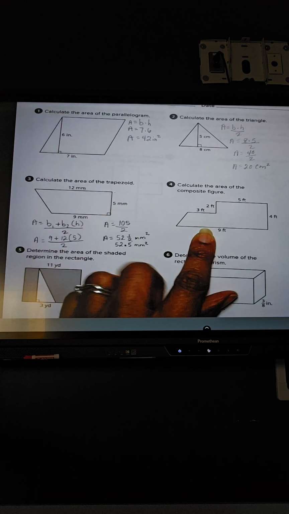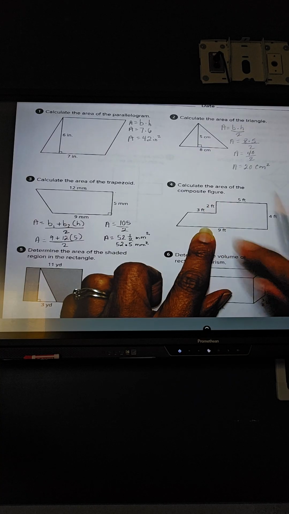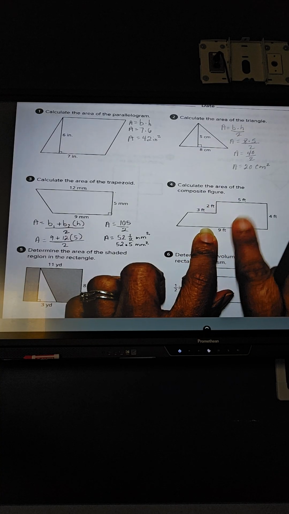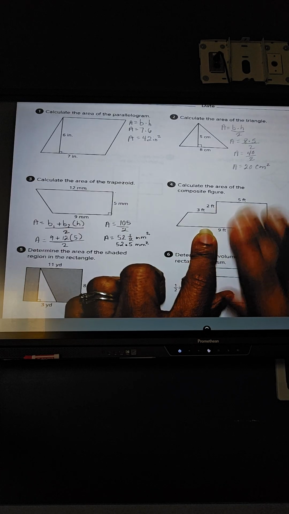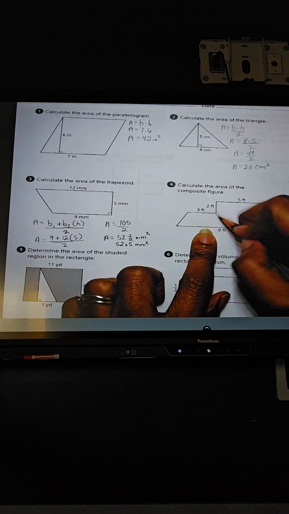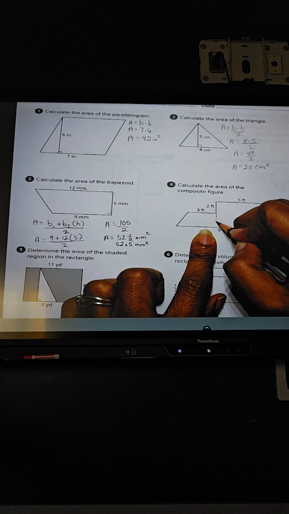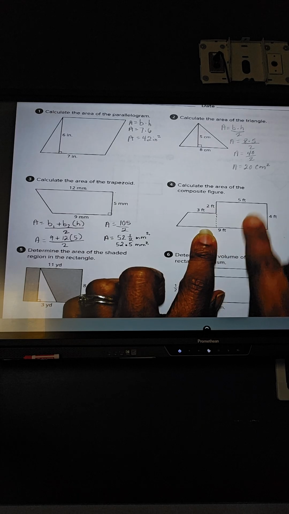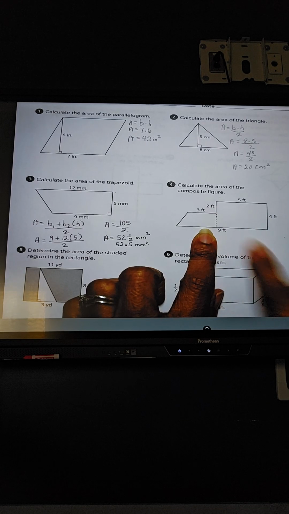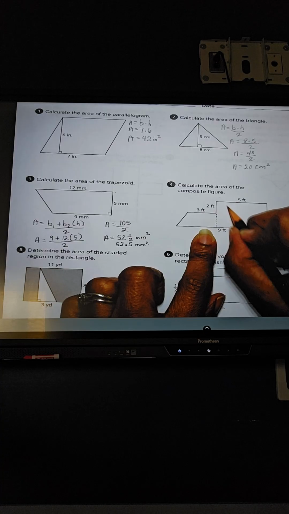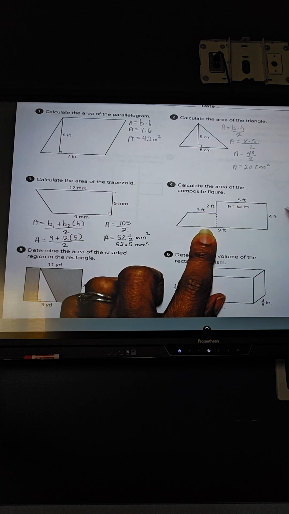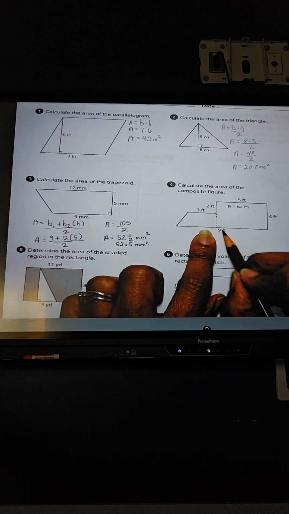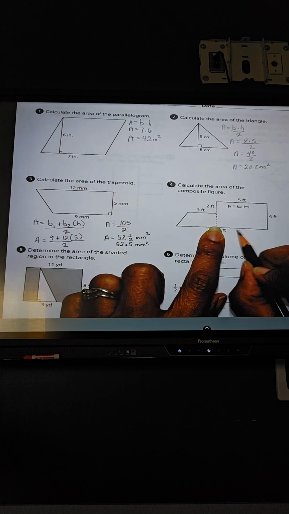Number 4, calculate the area of the composite figure. In class, we went through a lesson where they had to decompose or break apart the shape into familiar shapes. When I look at this shape, the first thing I see is the rectangle part. So I'm going to put my little dotted lines there to show that this is a rectangle here, okay? We know that the area of a rectangle is area equals base times height, which means if this is a rectangle, this part is 5 feet.